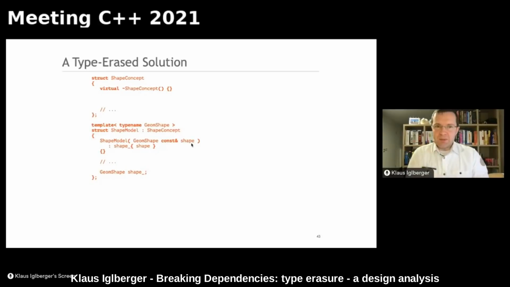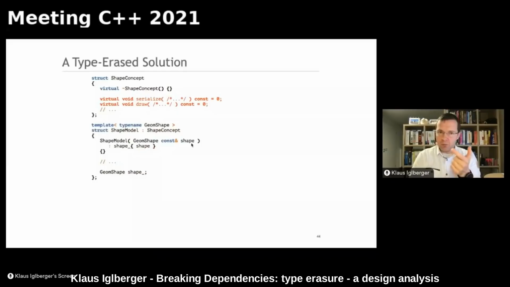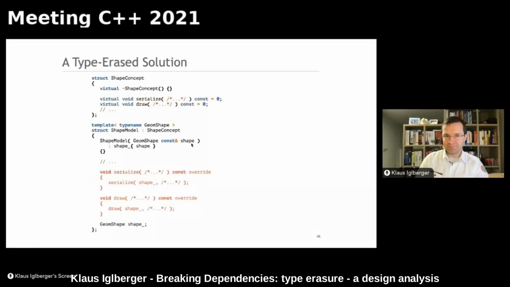In the base class, we now introduce our operations. Again, it's draw and it's serialize. It is the things that we need, the things that we want to do on any kind of shape. And obviously, if shape model inherits from shape concept, it needs to implement these two pure virtual functions. So we implement serialize, we implement draw. The implementation, however, does not contain the details. We simply forward to the implementation.